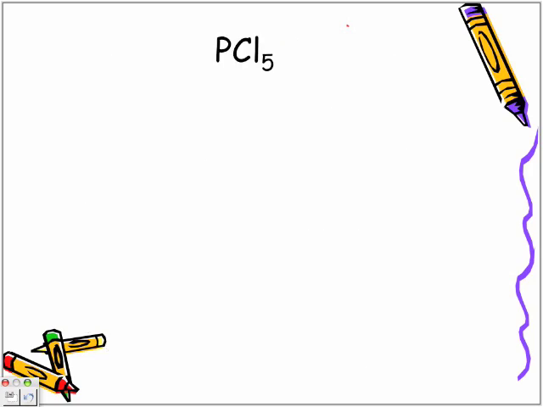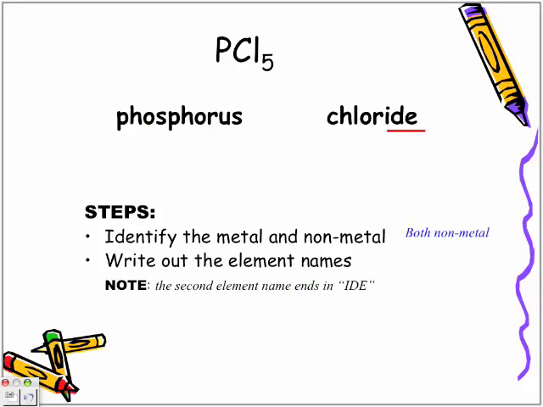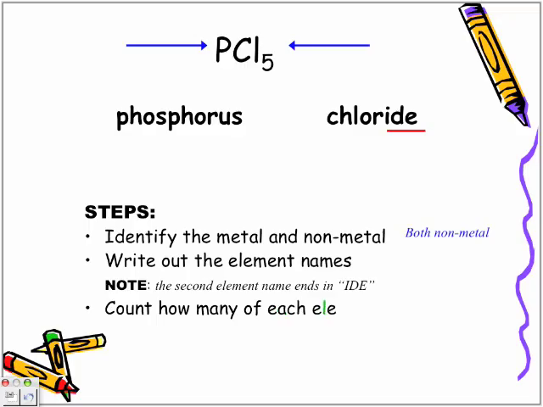PCl5. So let's go through the steps. First thing, we're going to identify metal, non-metal. And we don't have a metal and non-metal. We have both our non-metals. We're going to write out the element names. P is phosphorus, Cl is chloride. So phosphorus chloride. Okay, how many of each one do we have?